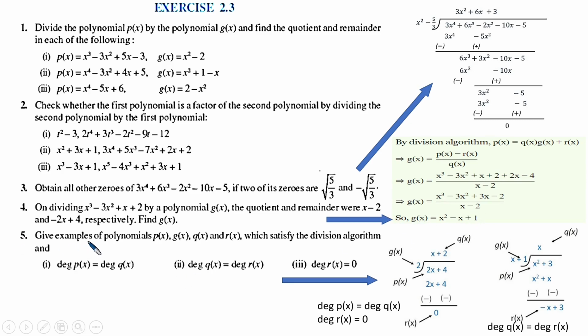Now exercise 5: give examples of polynomials px, gx, qx and rx which satisfy the division algorithm and degree of px is equal to degree of qx. So here I have taken an example, 2x plus 4 divided by 2. You see here the degree of px is linear, and qx is also linear, and the degree of rx is 0. So degree of qx is equal to degree of px. So I have taken an example like this. So freeze this and go through this one.